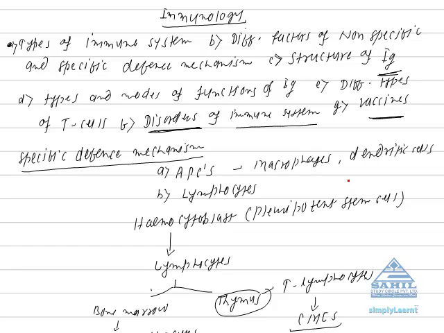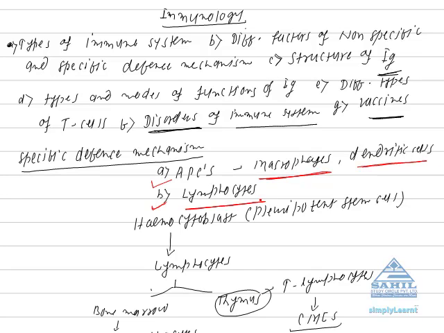Here I am going to discuss the specific defense mechanism. Two important cells of specific defense mechanism are antigen presenting cells. Antigen presenting cells include macrophages, which engulf the pathogen and digest them. These are antigen presenting cells. But the most important cell is the lymphocyte.